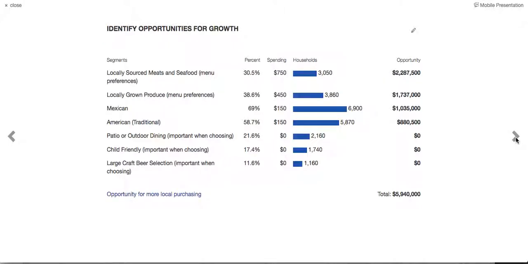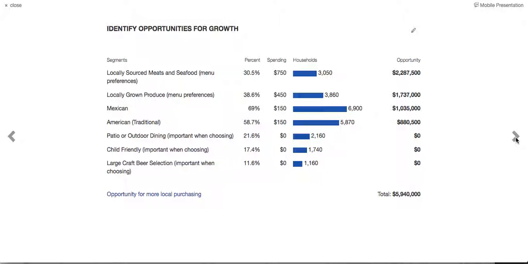Great, he says. Well, look at this. Mexican restaurants. By the way, Happy Family Restaurant is a Mexican restaurant. 69% of our audience plan to go to a Mexican restaurant. That's almost 7,000 households, okay? And again, this is based on the 10,000 households near you.